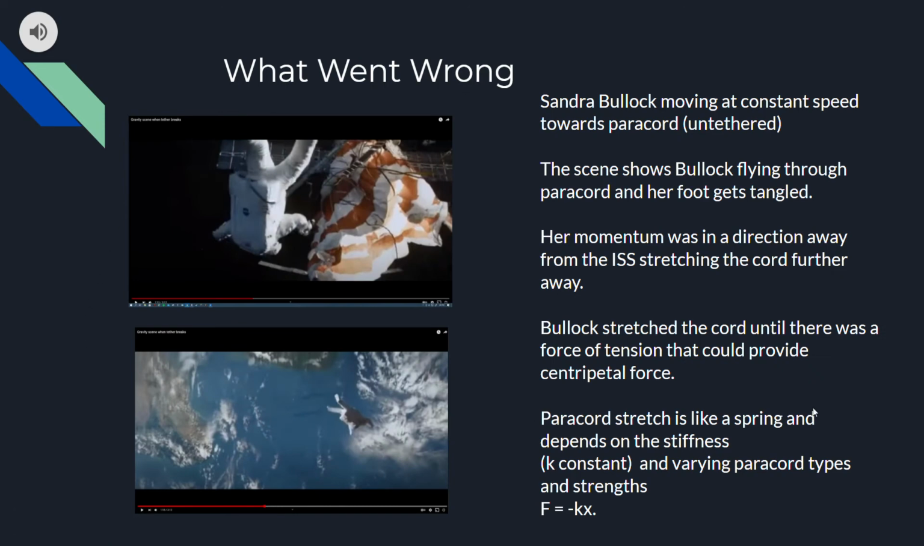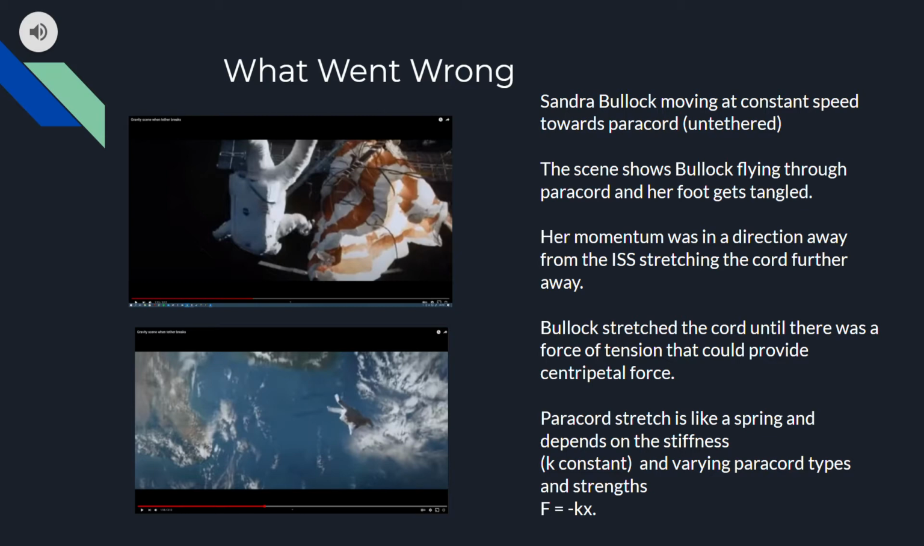Now we will discuss what went wrong in this scene. As described earlier, Sandra Bullock and George Clooney are flying at the ISS at a constant velocity. As they impact the ISS in elastic collisions, the tether between them breaks, leaving them flying in different directions from each other, but in the vicinity of the ISS.